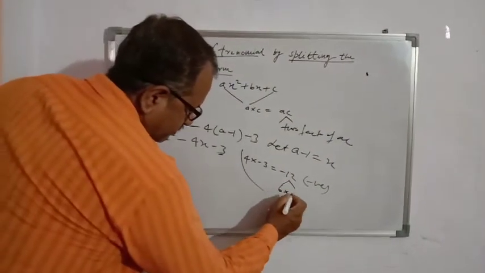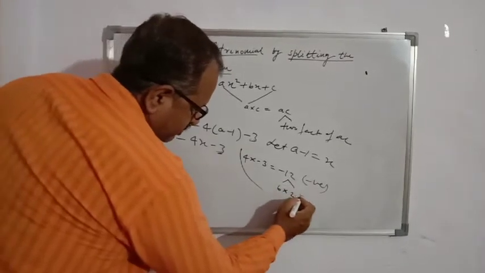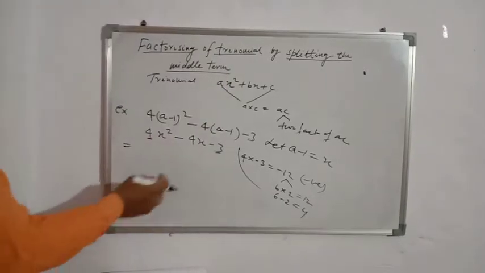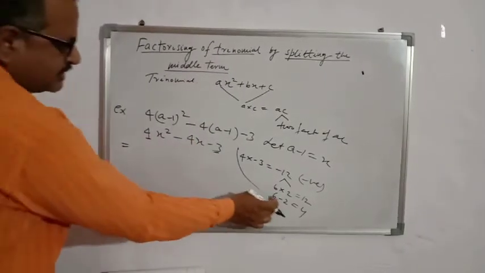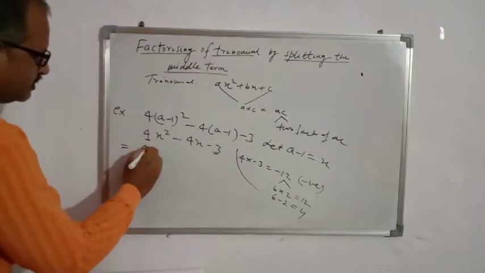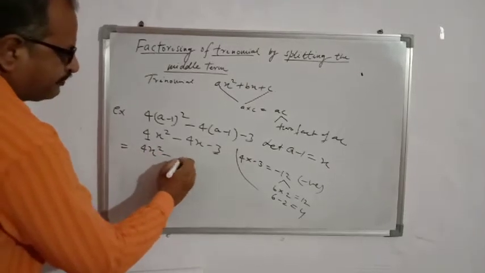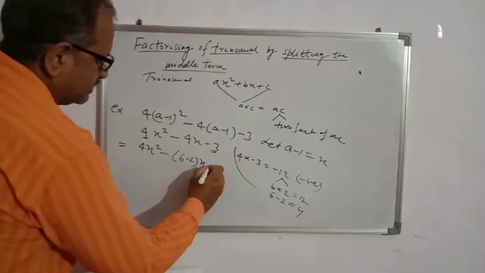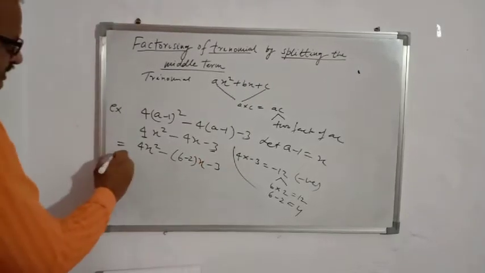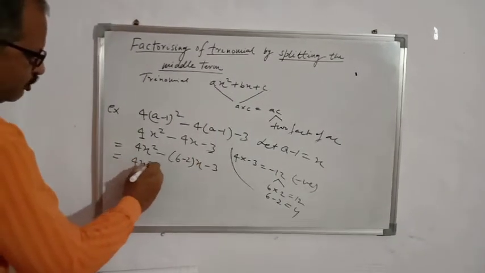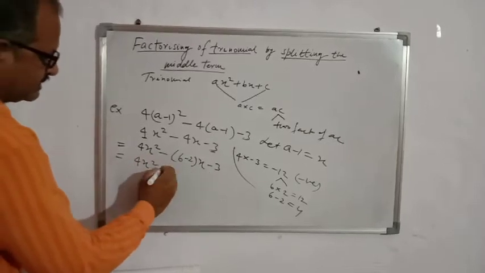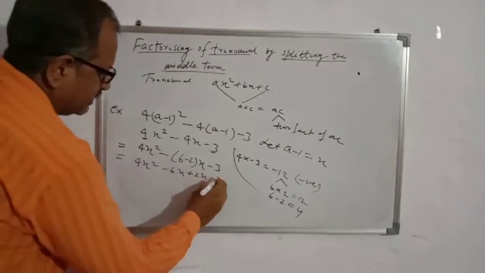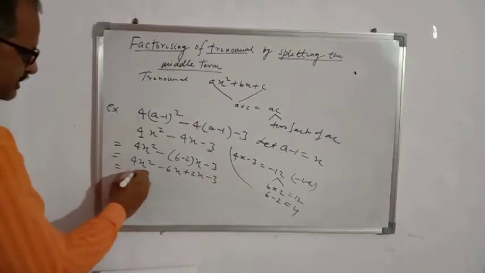So what are those factors? We can take 6 into 2. 6 into 2 is 12 and 6 minus 2 is 4. So we have to write in place of 4, 6 minus 2. 4x square minus, in bracket, 6 minus 2, x minus 3. Open this bracket: minus 6x, minus into minus plus 2x minus 3.